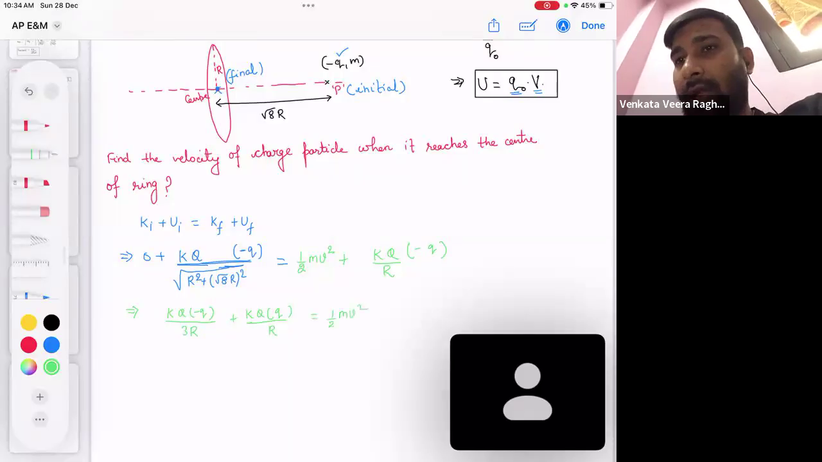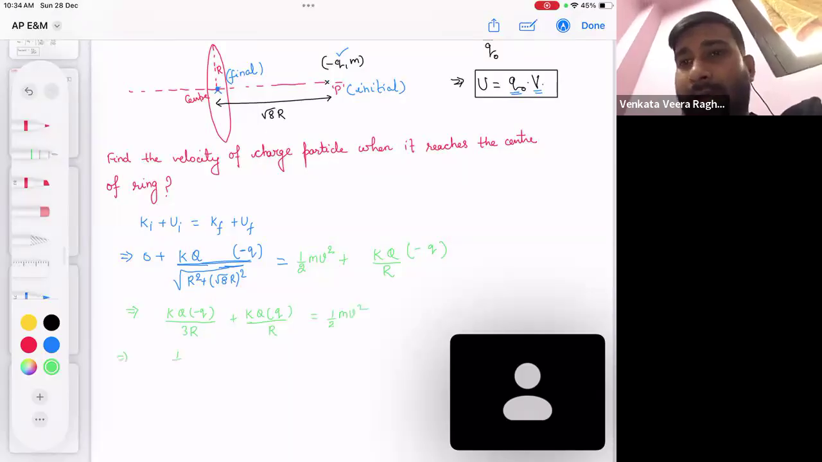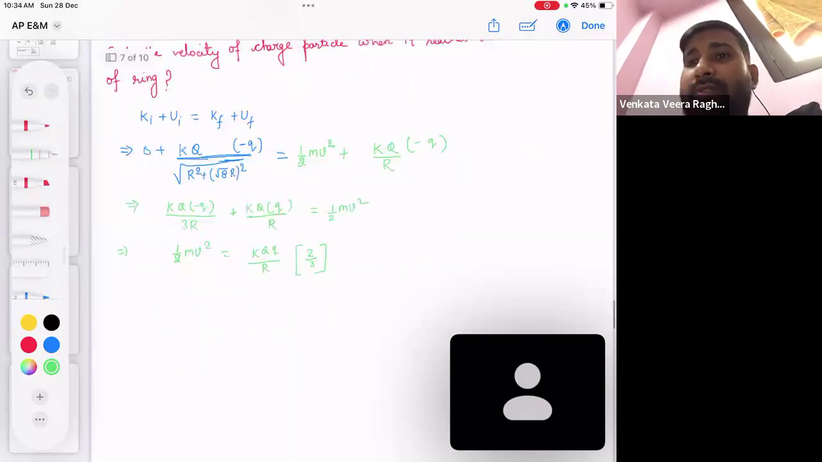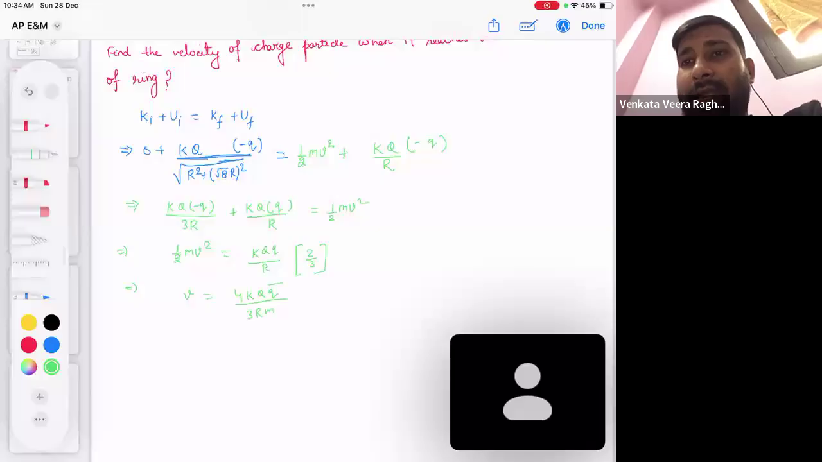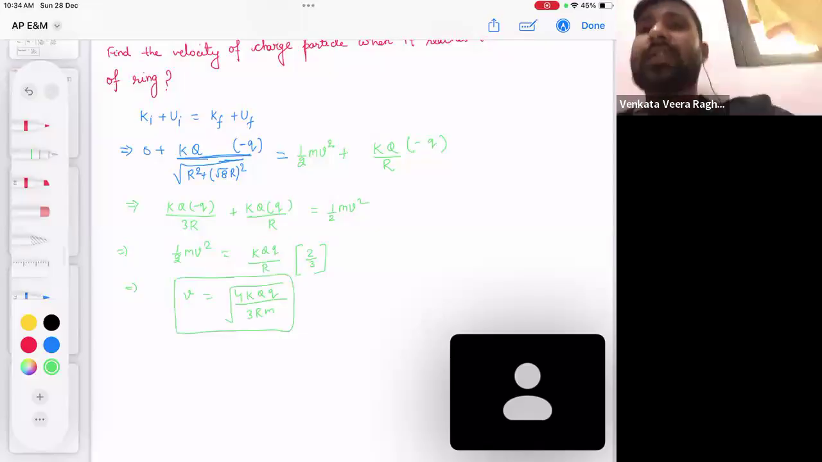half m v square. So in half m v square, what do we have? K capital Q small q by R common, 1 minus 1 by 3. That is 2 by 3. So what will be the velocity of the charged particle when it reaches there? The velocity of the charged particle is coming under root of 2 into 2, that is 4 K capital Q small q by 3 R m. Please tell, understood this question?